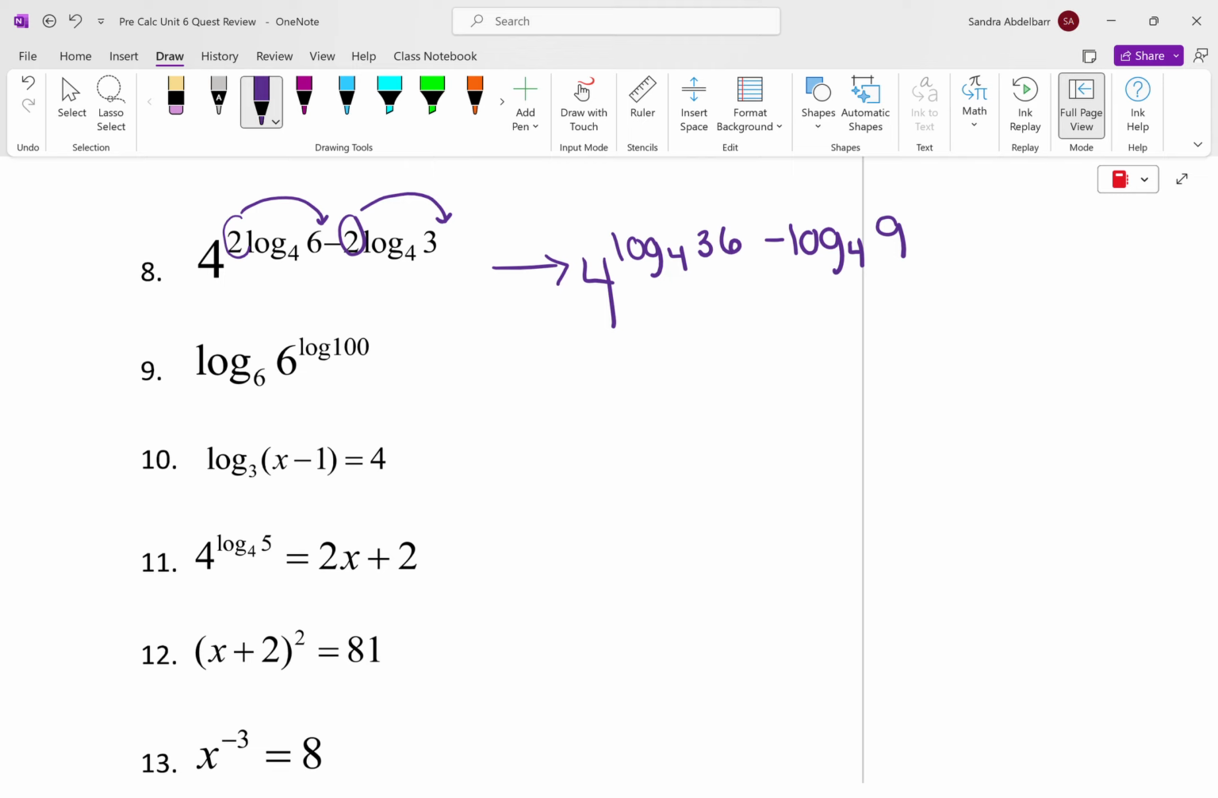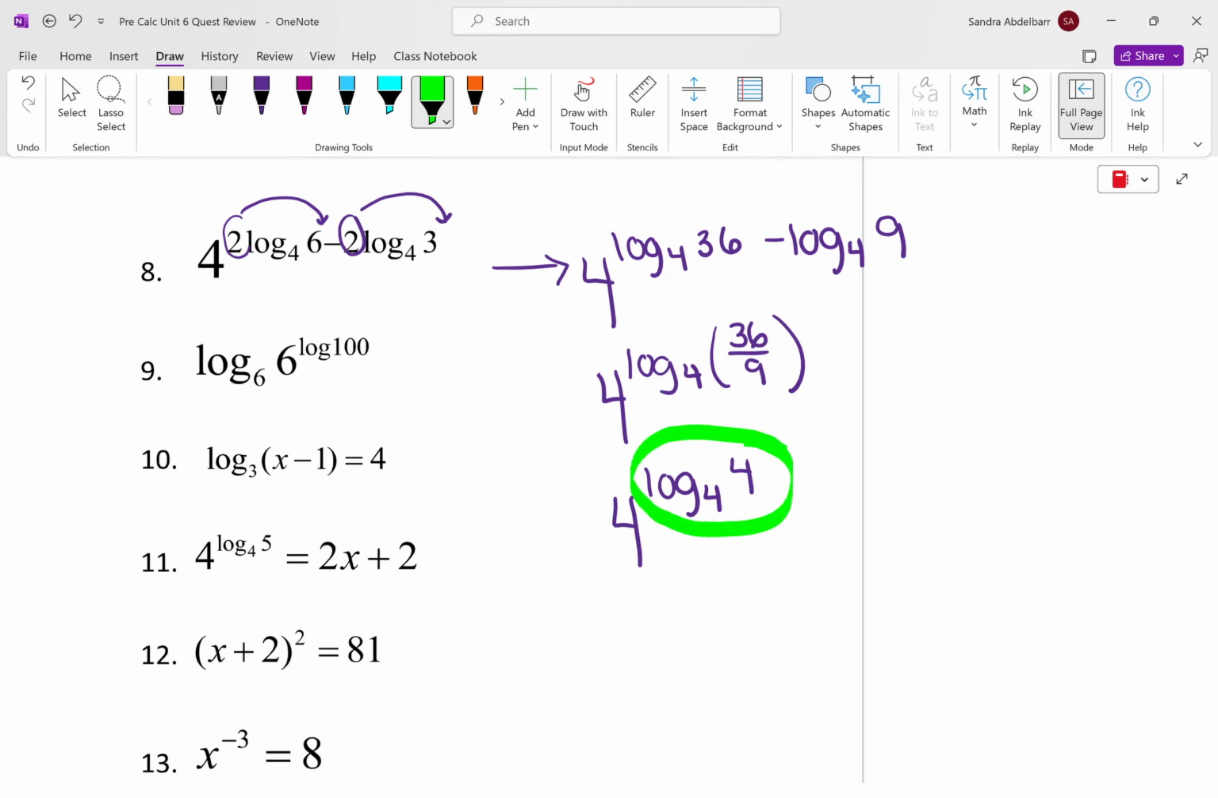All right, we are going to simplify that exponent even more. I'm going to bring it down to 1 log. How? How could I possibly bring this down to 1 log? Good. Turned log subtraction into log division, right? They both have the same base, log base 4, and because it's log base 4 minus log base 4, I can change it into 1 log base 4 and then division. And what's 36 divided by 9? 4. So now we have 4 raised to the log base 4 of 4.